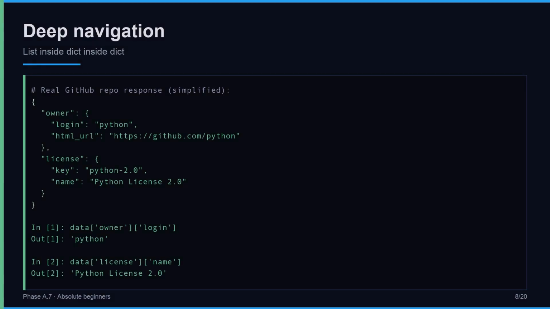The top-level dictionary has a key owner whose value is another dictionary with login and html_url. It also has a key license whose value is a dictionary with key and name. To reach the owner's login, you chain data["owner"]["login"], which gives python. To reach the license name, data["license"]["name"] gives Python license 2.0. 2 layers deep in both cases. The skill is just following the path, one key at a time, reading left to right. Follow the path.